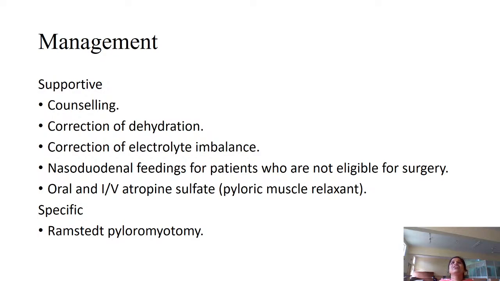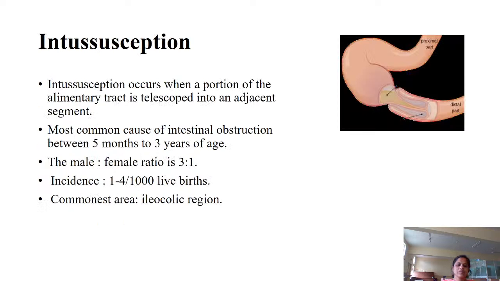Then basically the child becomes very dehydrated and malnourished. So you try nasoduodenal feedings for patients who are not eligible for surgery, and maybe atropine sulfate can be tried because it's a pyloric muscle relaxant, but the specific surgery is going to be Ramstedt's pyloromyotomy.